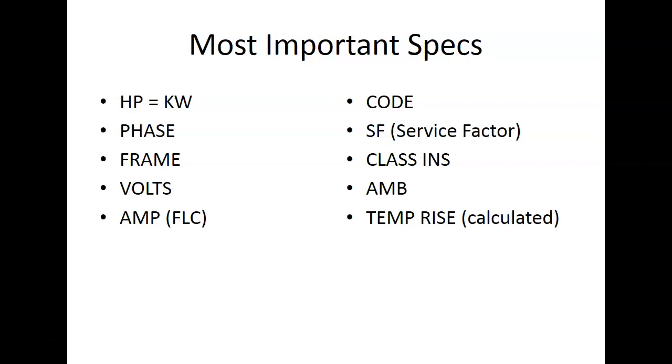So, important specs: horsepower. Over here, we're still using horsepower. The rest of the world is using something called kilowatts. Frame, volts, amps, code, service factor, class of insulation, ambient temperature, and temperature rise. So this is the information that's on the nameplate.